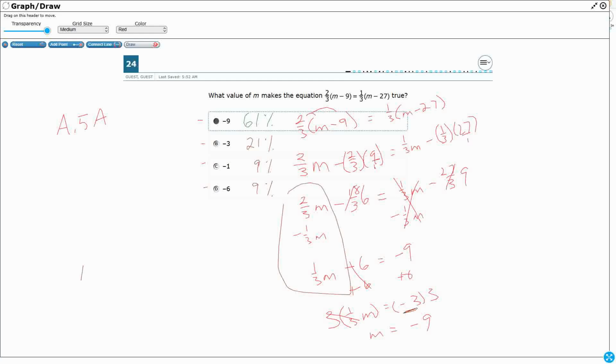So this is the 15th easiest item on the test. We're tied for the 15th easiest item on the test. And the fact that we're over 60% makes us feel good.